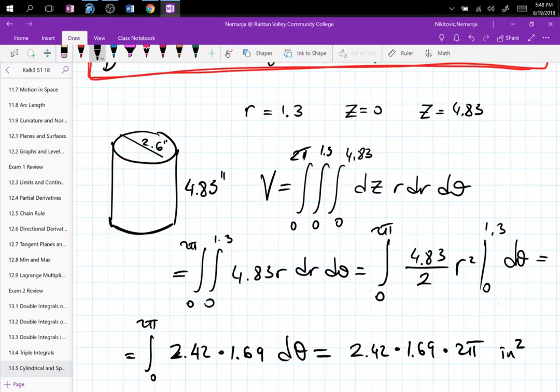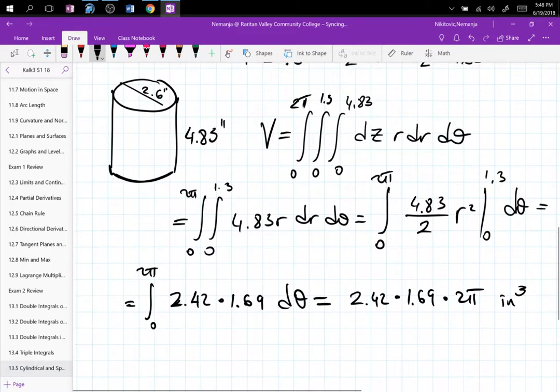Yeah, inches cubed. Pay attention. I'm trying to compute the numbers, so I want to get the decimals. It's engineering. 2.42 times 1.69 times 2 times pi, so 25.7. So the volume is about 25.7 inches cubed.